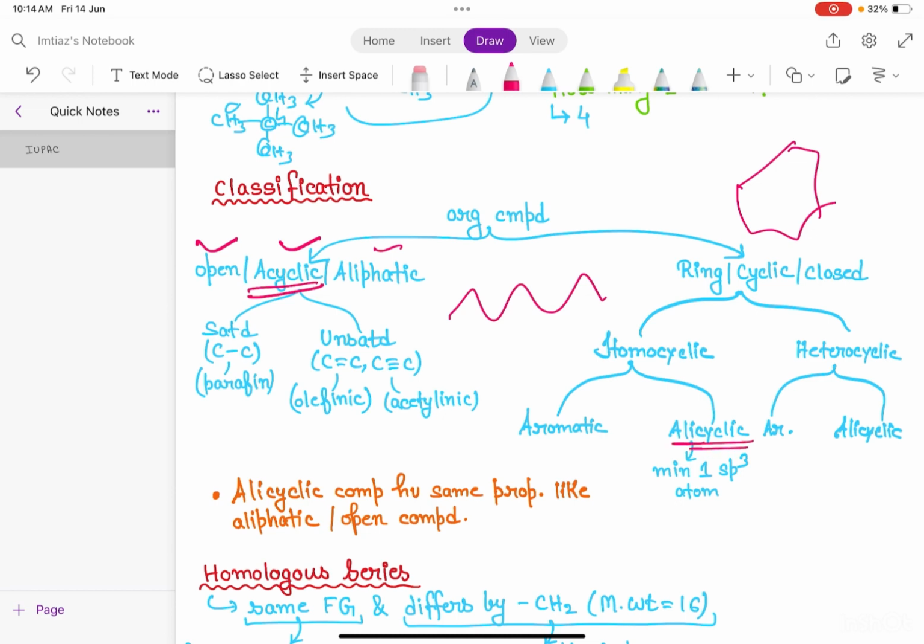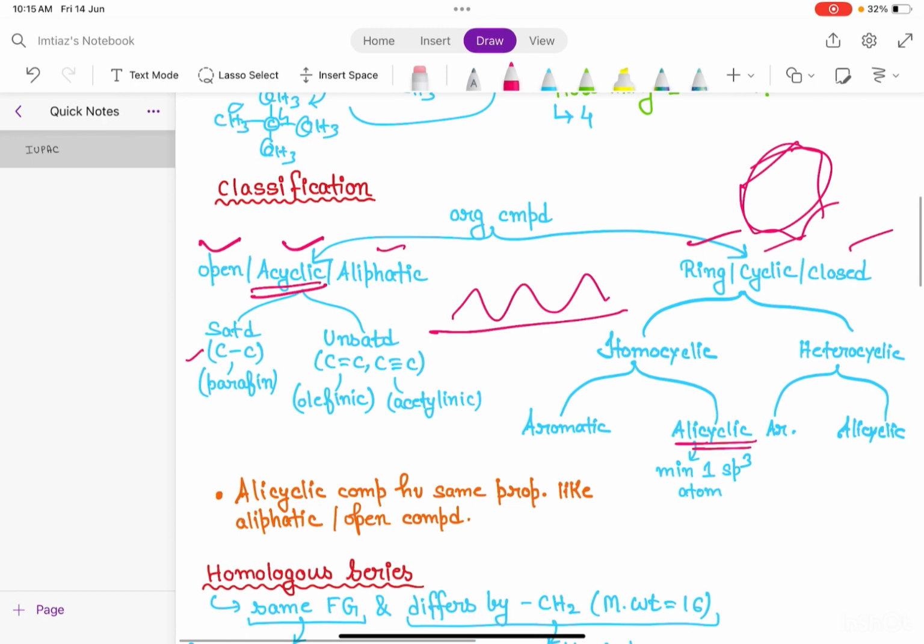Okay, both are different things. Open acyclic means a simple linear chain, and ring cyclic closed means a closed chain. Now in this situation, if it is a single bond, it must be a carbon-carbon single bond and not between anything else. Carbon is important.